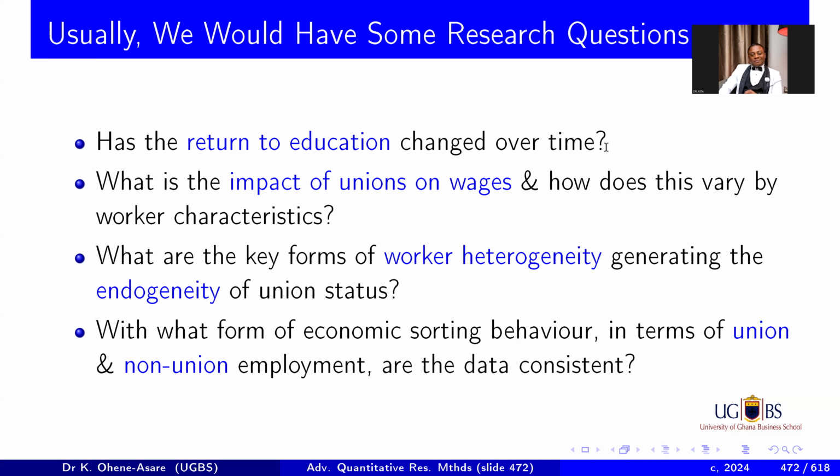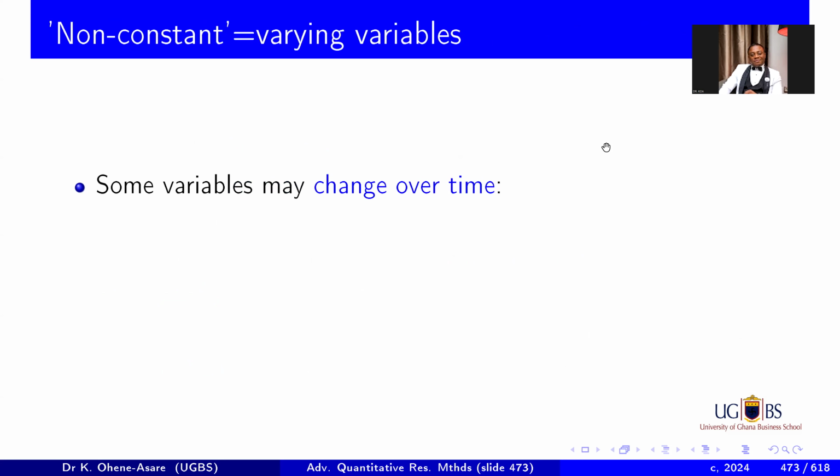What are the key forms of worker heterogeneity among those, endogeneity in the union wage? And finally, with what form of economic sorting behavior in terms of union and non-union employment are the data consistent? So these are some sort of questions that you want to address with your data. But there are some few things you got to take note of.